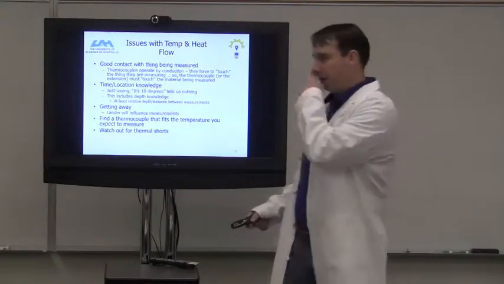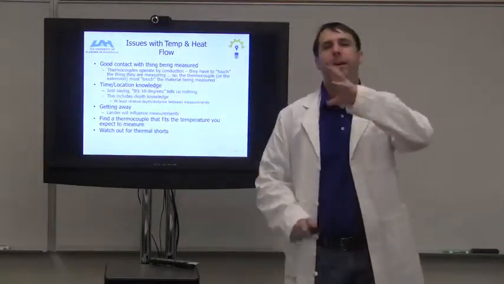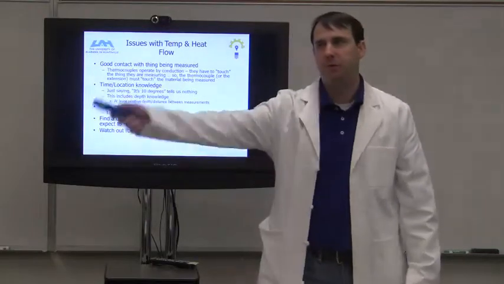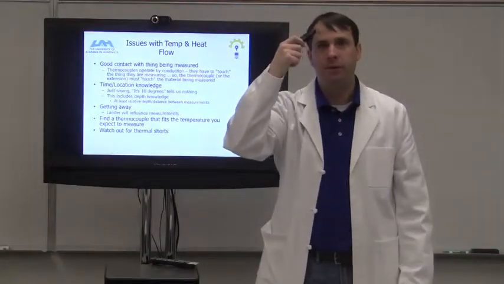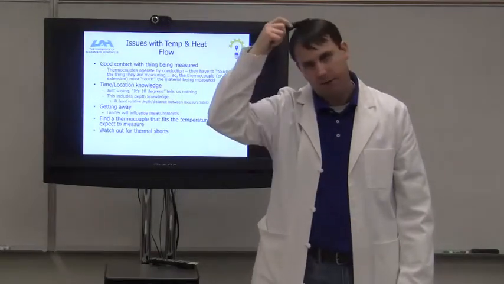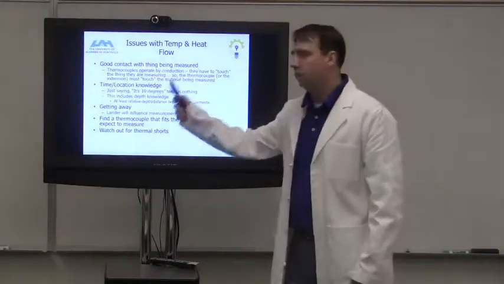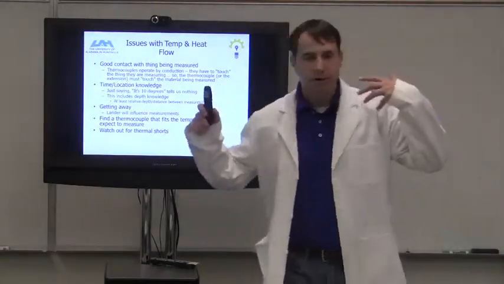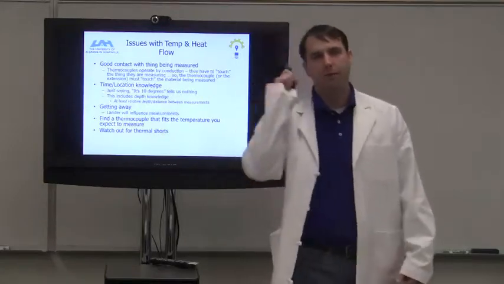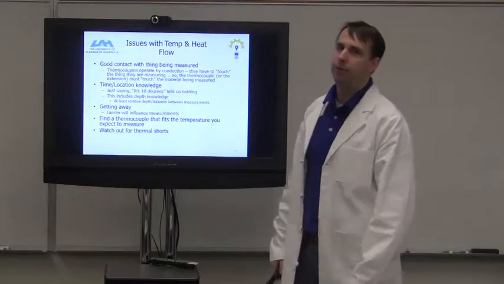So back to temperature and heat flow issues. They have to have good contact with what you're measuring. If you measure temperature and heat, you have to have good contact with something. Like if I'm trying to measure the temperature of my forehead, if I go like this, just kind of hover about and don't touch my hair, that's going to give me a crappy measurement of the temperature of my forehead, right? So good contact. Now, what does good mean? That's up to whatever you guys interpret it. You want to have solid contact. You want to have as good contact as you can get with whatever you're measuring the temperature of.